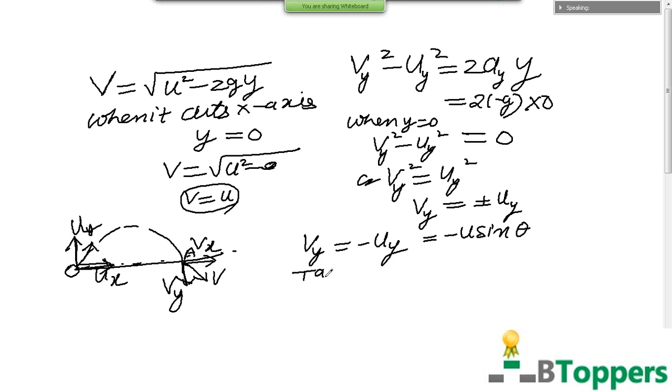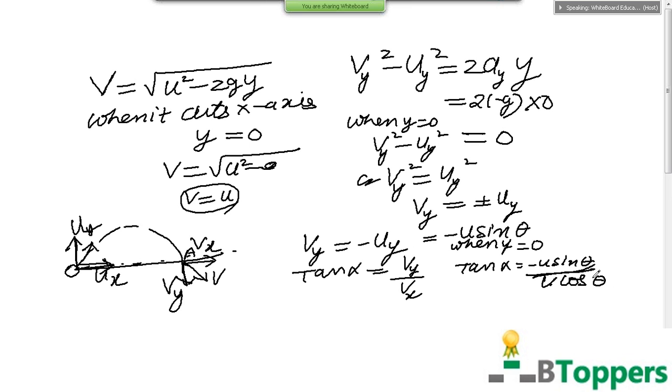So tan alpha equal to vy by vx. So when the projectile returns to the horizontal plane of projection, or when it cuts the x-axis, we can write y equal to 0, and tan alpha equal to vy, equal to minus u sin theta. Vx is the same as ux, equal to u cos theta. So you can write tan alpha equal to minus tan theta, or mathematically, alpha equal to minus theta.